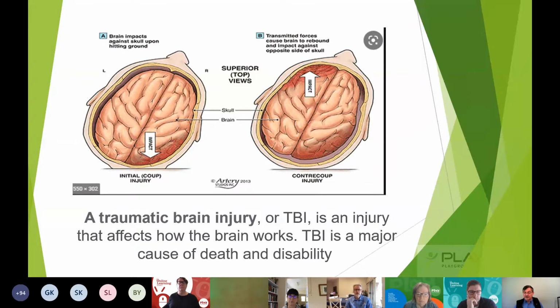There is a lot of talk and research at the moment with head impact assessments in all sports and traumatic brain injuries. It's an injury that affects how the brain works. TBI is a major cause of death and disability. This is what we are trying to avoid. It's a whole complex topic that I won't talk about today. What we need to know is what height we can climb above these soft surfaces before you have an injury.